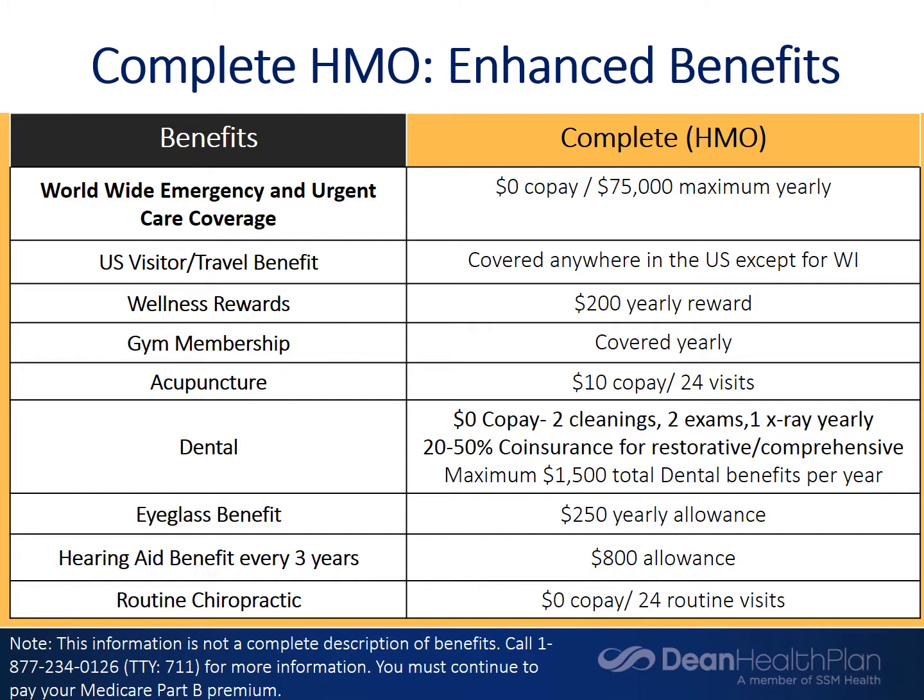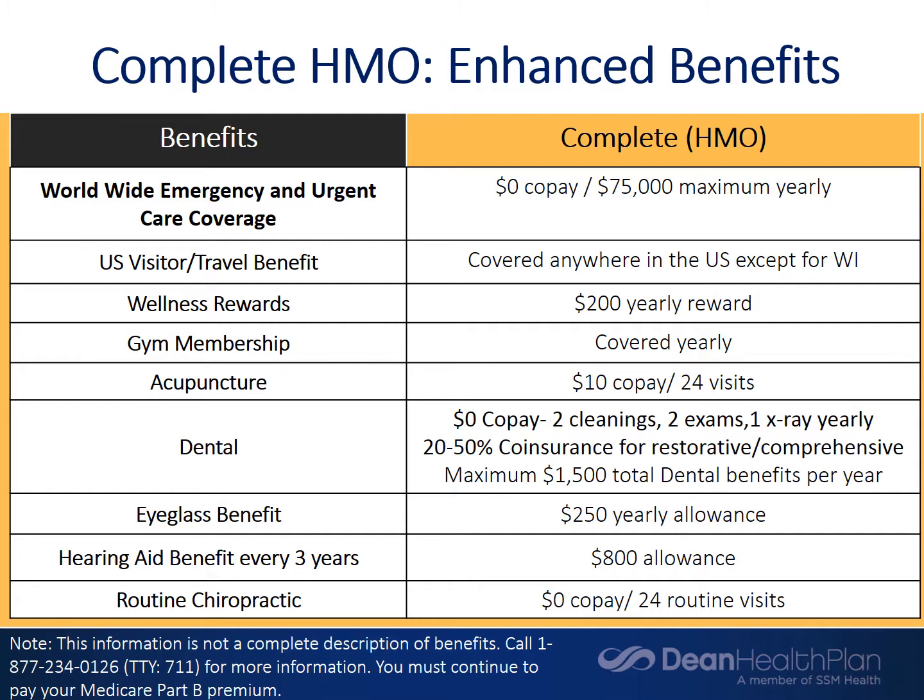Gym membership is covered yearly when using a network Silver and Fit gym. $10 copay for 24 routine visits yearly for acupuncture services. Preventive dental includes 2 cleanings, 2 exams, and 1 x-ray yearly at no cost to you. For restorative and comprehensive dental services, the plan pays 50 to 80%. The maximum for all dental benefits is $1,500 per year. Note, this does not go towards your $400 medical maximum out-of-pocket.